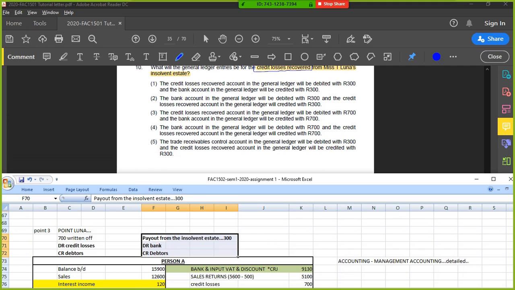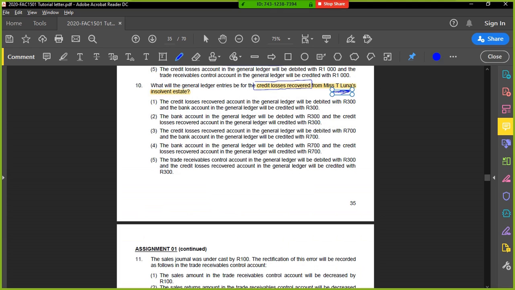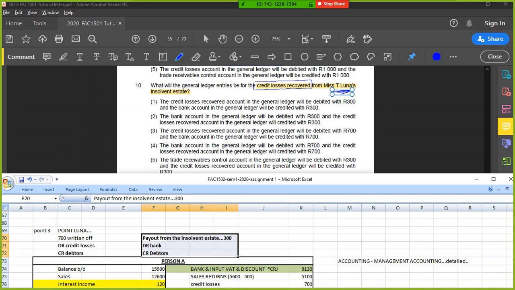Credit losses recovered. See, these are all wrong. It's not a credit loss recovered. Credit losses recovered. No. Bank account in the general ledger. Credit losses recovered. No. All of them have credit losses. This is bad. Okay, you're not recovering anything from Luna. This question's bad. You need to report this. Question 10 is bad.